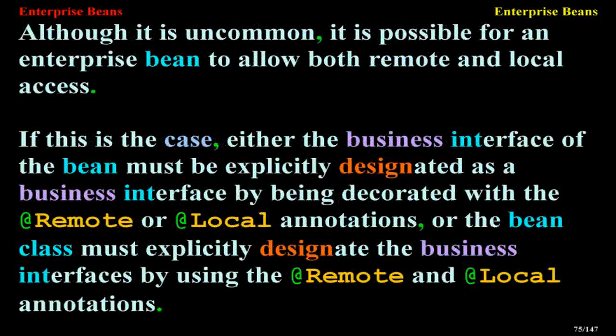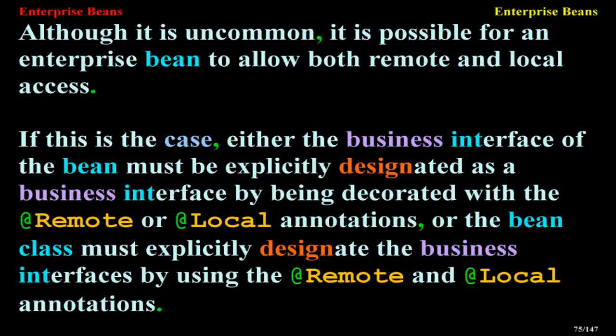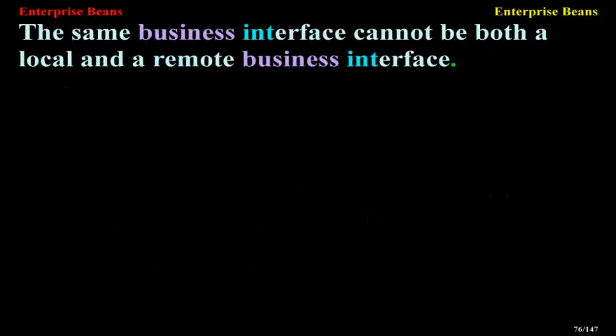Although it is uncommon, it is possible for an enterprise bean to allow both remote and local access. If this is the case, either the business interface of the bean must be explicitly designated as a business interface by being decorated with the @Remote or @Local annotations, or the bean class must explicitly designate the business interfaces by using the @Remote and @Local annotations. The same business interface cannot be both a local and a remote business interface.